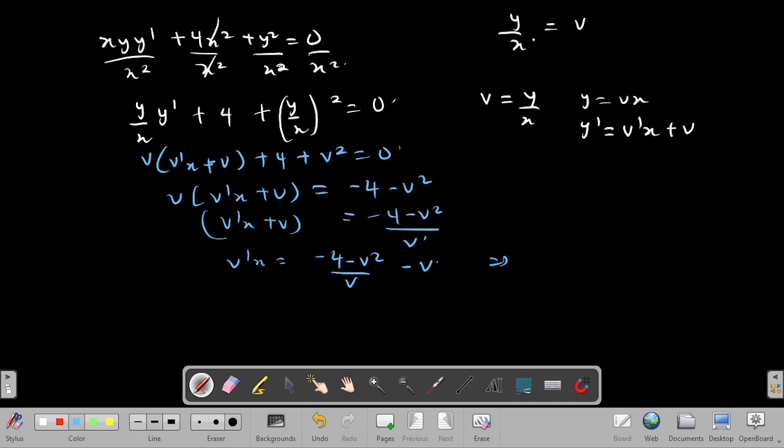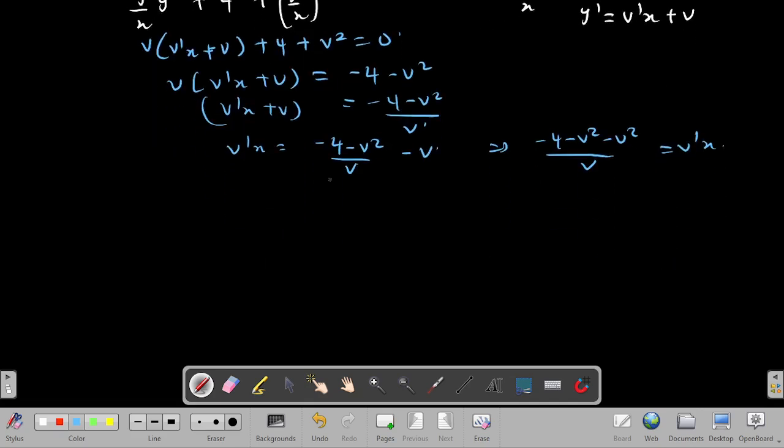That's still not done. Let's simplify this expression. So we're going to have negative 4 minus v squared minus v squared over v, which should give us v prime x. At this point, I simply get negative 4 minus 2v squared all over v is equal to v prime x. Once I have done this, let me convert this for you to see. This is the same as dv over dx. So I have negative 4 minus 2v squared over v is equal to dv over dx, then times x.